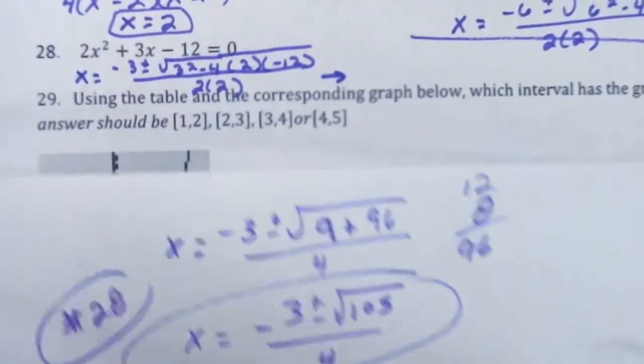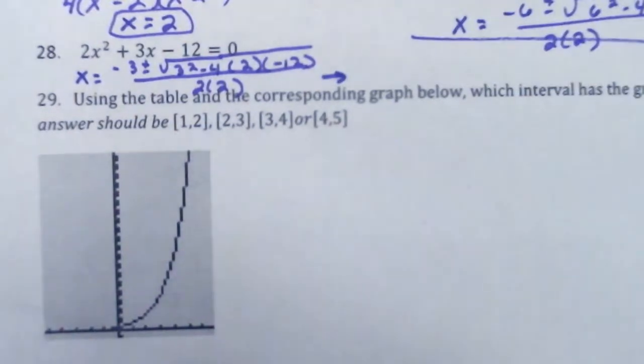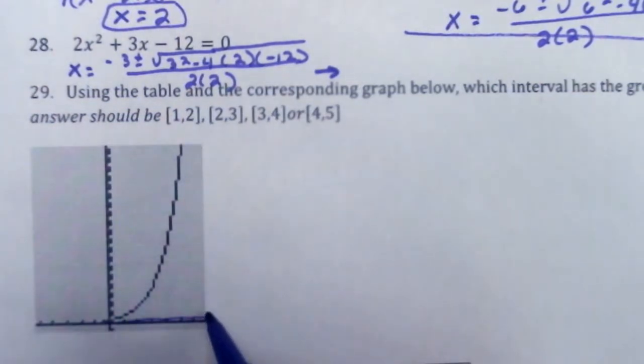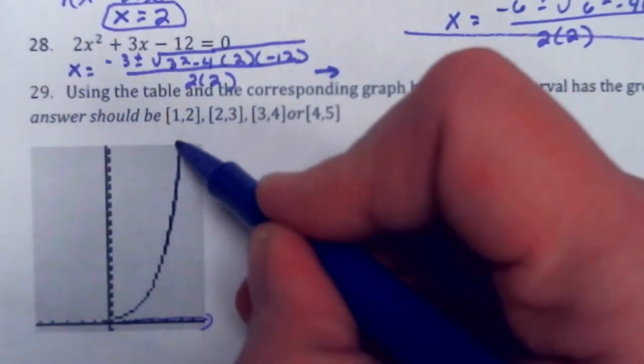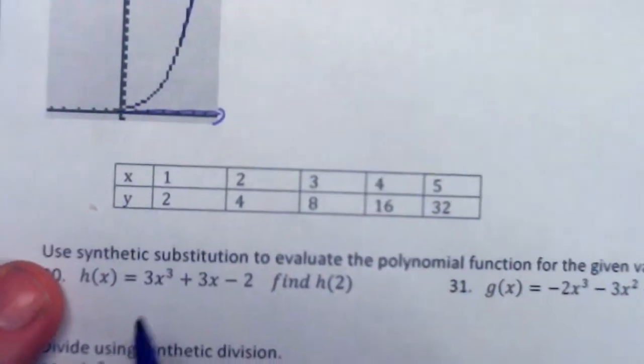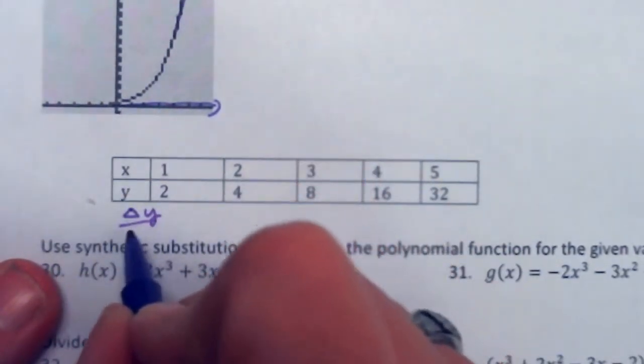All right, let's go on to number 29. Using the table and corresponding graph, which interval has the greatest rate of change? Well, as x gets larger, the line gets steeper, so that would indicate the larger value. So let's just look at the table. Remember, rate of change is the difference in the y's divided by the difference in the x's.